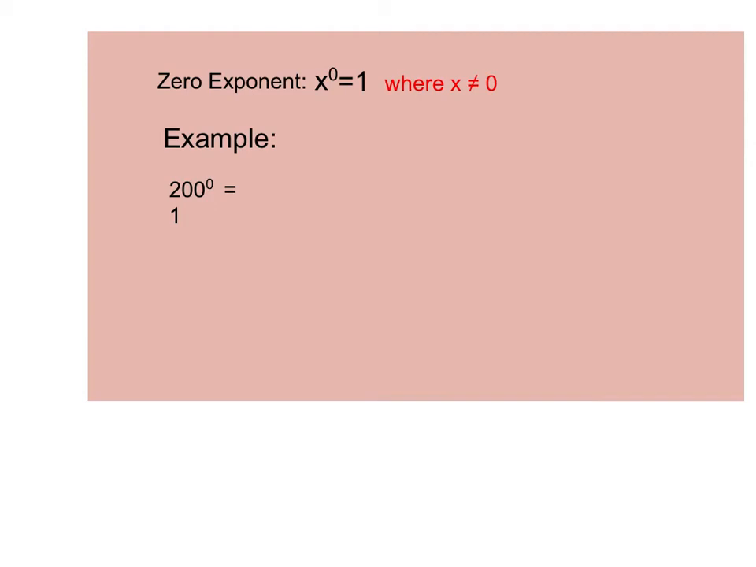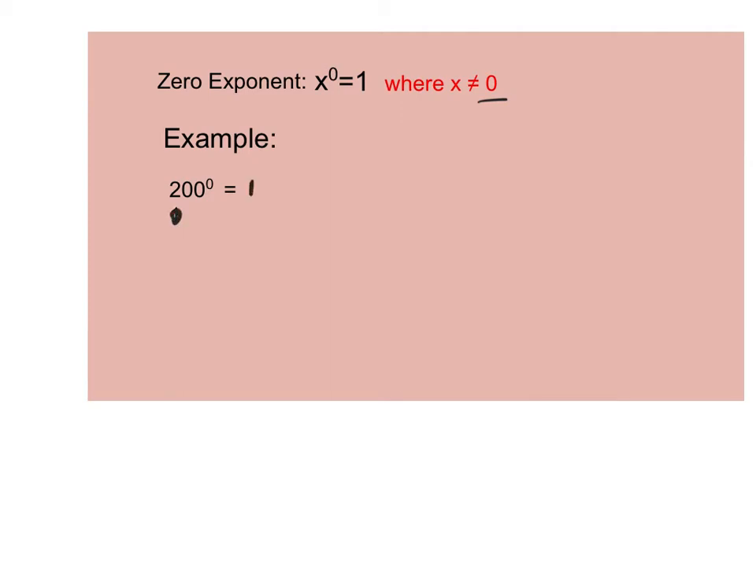Okay, taking a look at the zero exponent. The zero exponent just means anytime you take a number to the 0 power, it's equal to 1, no matter what that number is, except for 0. You can't have 0 to the 0 power. That is undefined. But anything to the 0 power is equal to 1. And let me just illustrate that for you here as to why that might be.